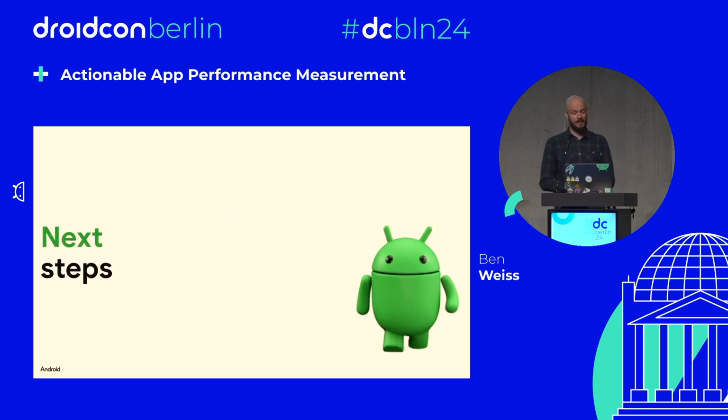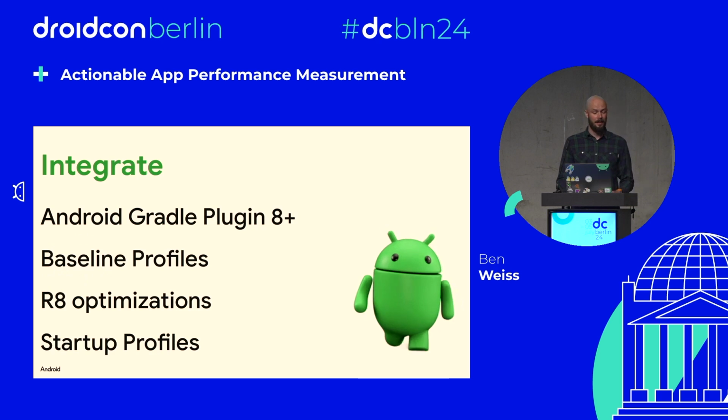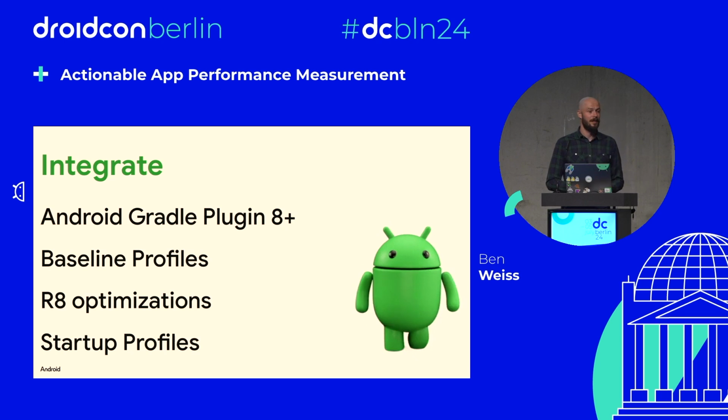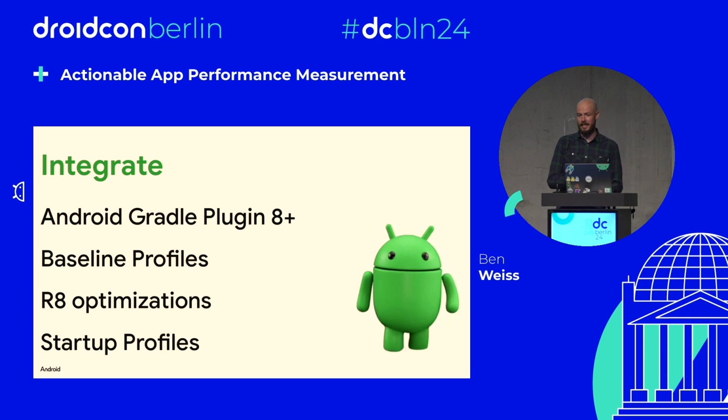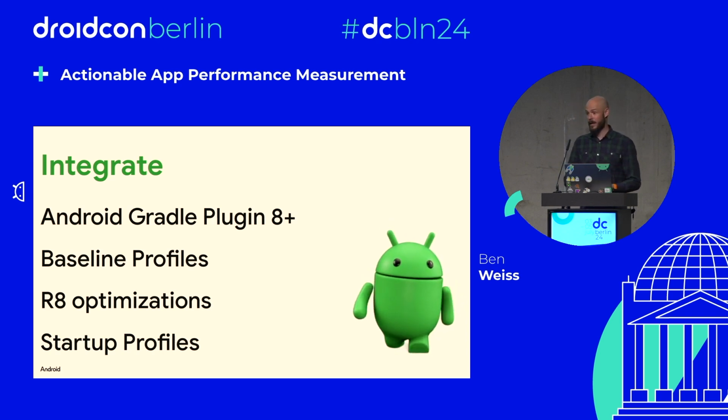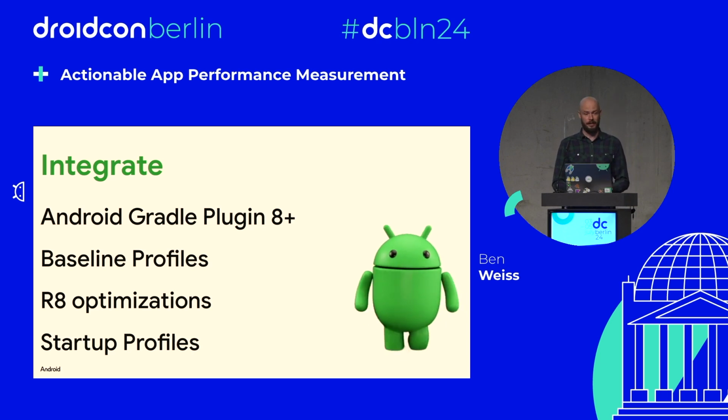In the meantime, there's a couple of steps that I want you to take right now, which are, like I told you a couple of times throughout this presentation, but I've heard repetition works, so I'm repeating it one more time. You want to integrate the Android Gradle plugin 8+. So currently, I think we're at 8.4 stable. You want to integrate baseline profiles. I want you to use R8 as much as you can. If you have issues with that, see me. And I want you to integrate starter profiles.